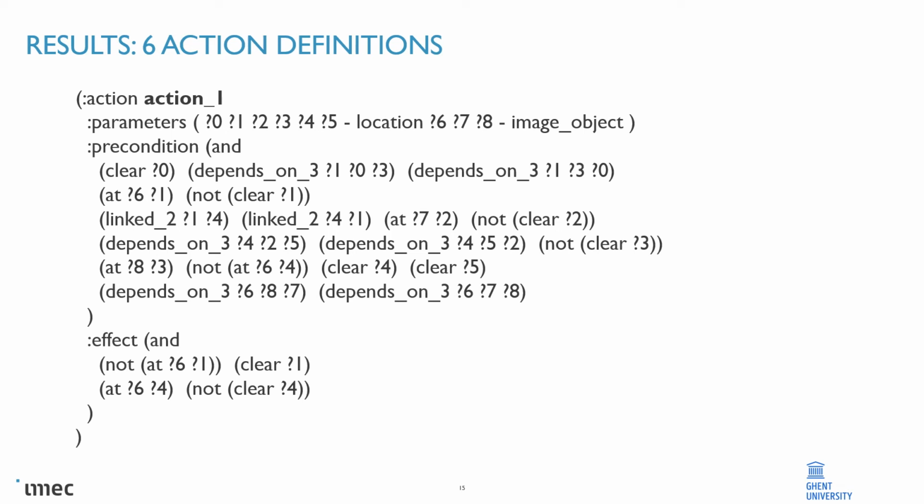In this example here, a grounding of the parameter 6 is the image object that changes value from some location defined by parameter 1 to a location of parameter 4.